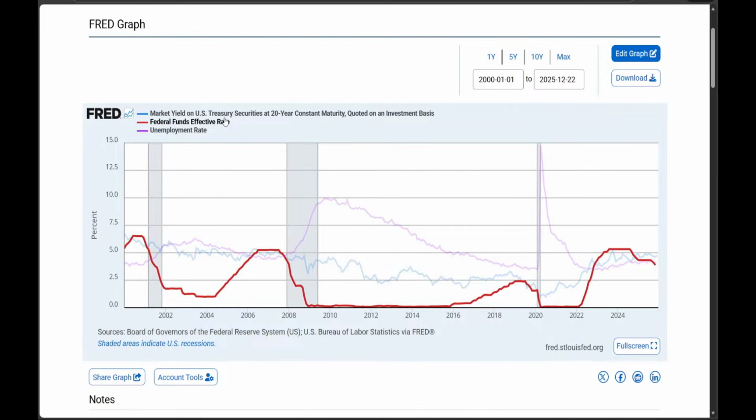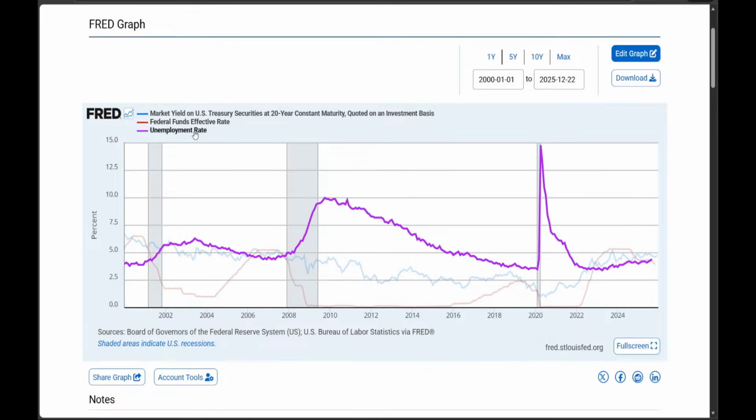The red is the federal funds rate, the interest rate. And this is the effective rate. This isn't the quote unquote exact rate. This is the effective rate of what the overnight is trading at. So if the Fed has the rates between, say, 3.5% to 3.75%, then the effective rate would be somewhere between that. And the purple is the unemployment rate.